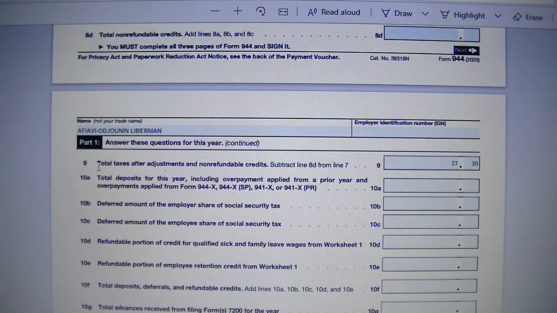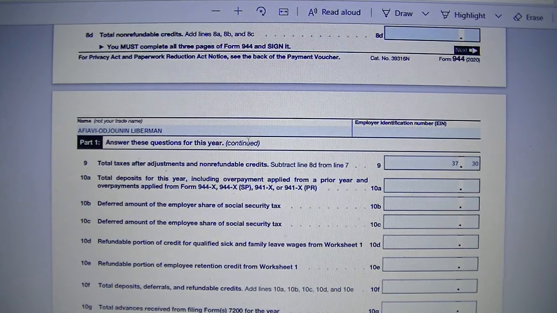Line 9 is on page 2. Remember, page 2 should have your name and your business identification number. Now your business name, your first and last name, and your identification number. So part 1 continues to page 2, line 9.